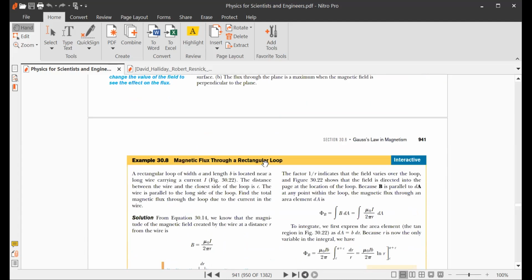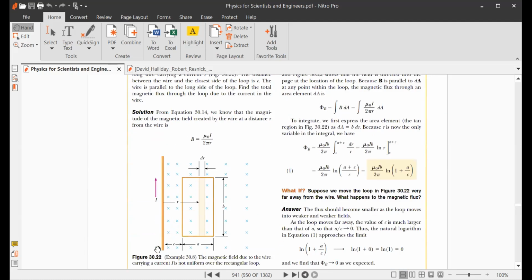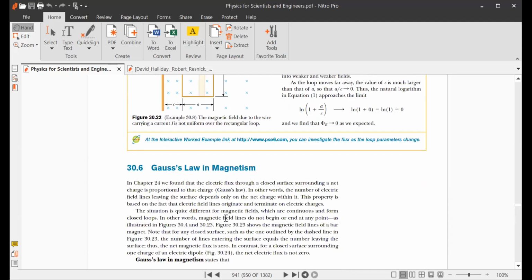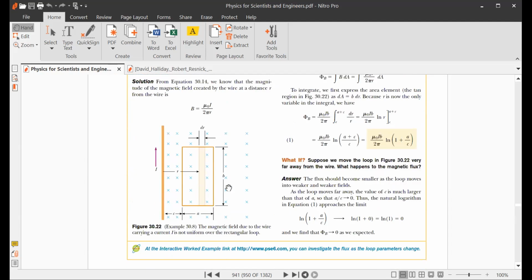So for example, we have this very long wire, and we put around this wire a rectangular loop, like this.